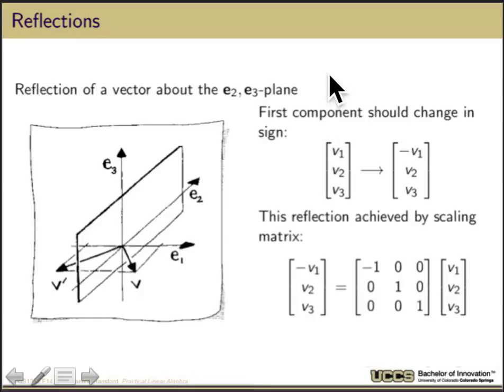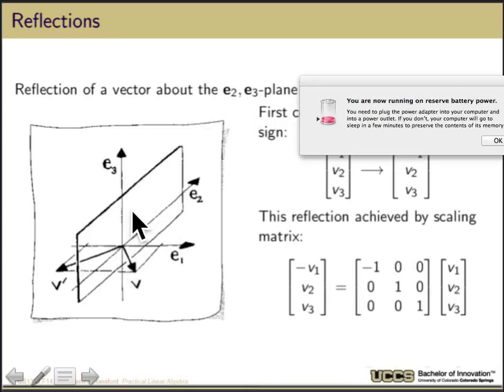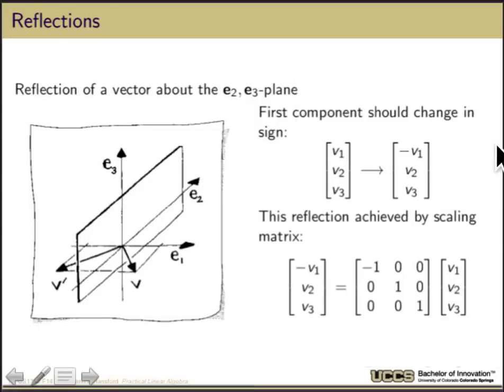If we want to look at another special case, we can talk about a reflection matrix. A reflection matrix is a reflection around some plane. So if I, for example, think of the e1, e2 plane, then I can reflect a vector around that plane.